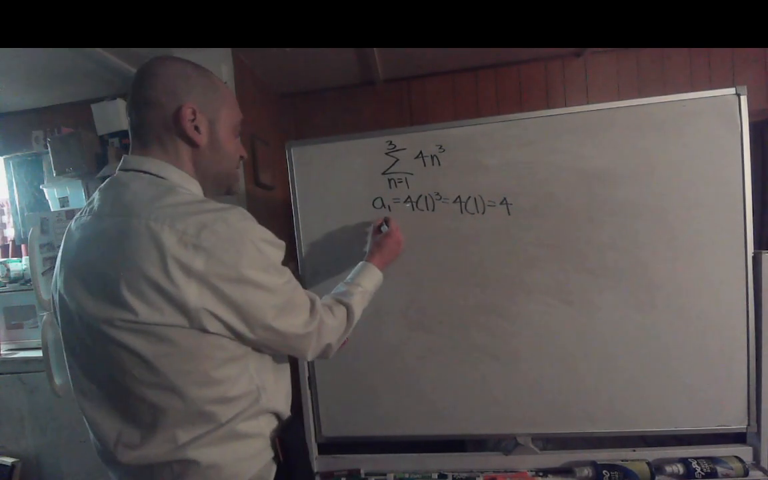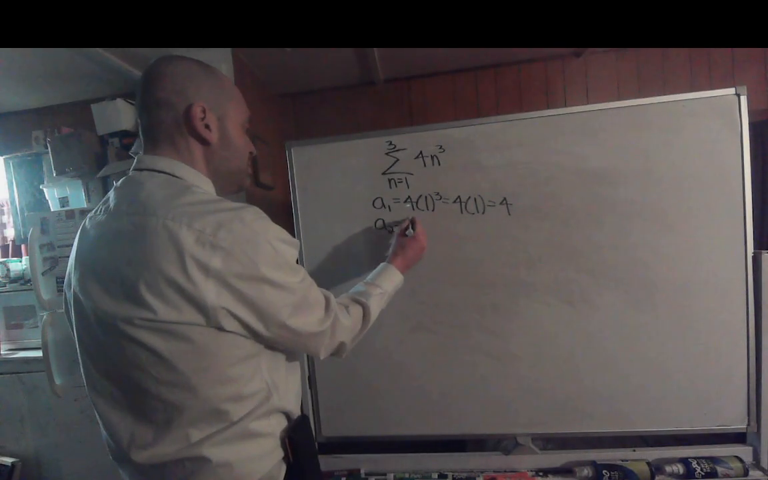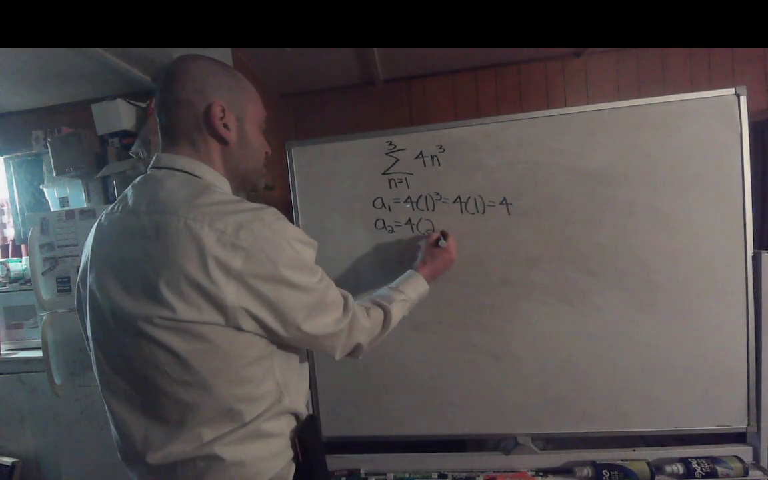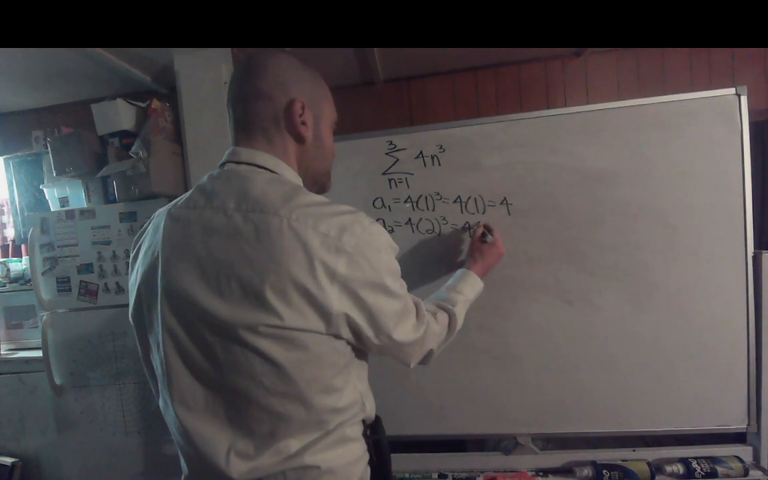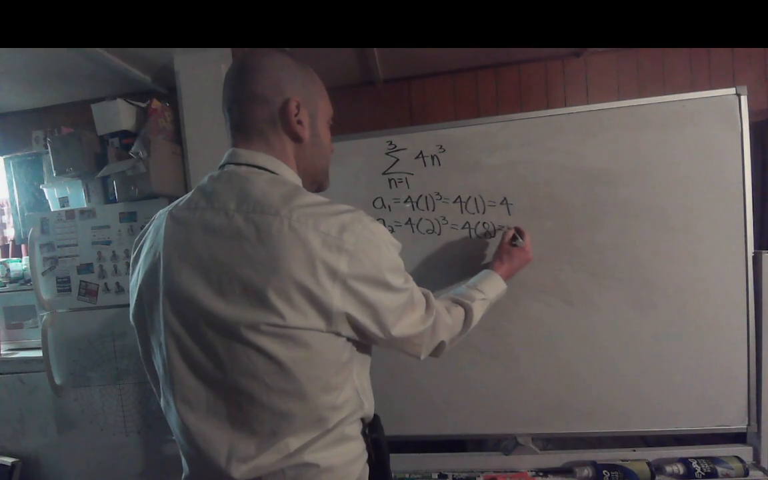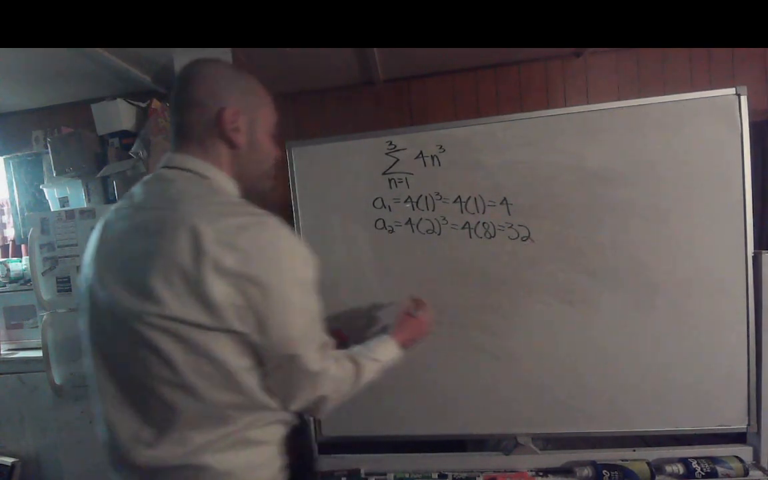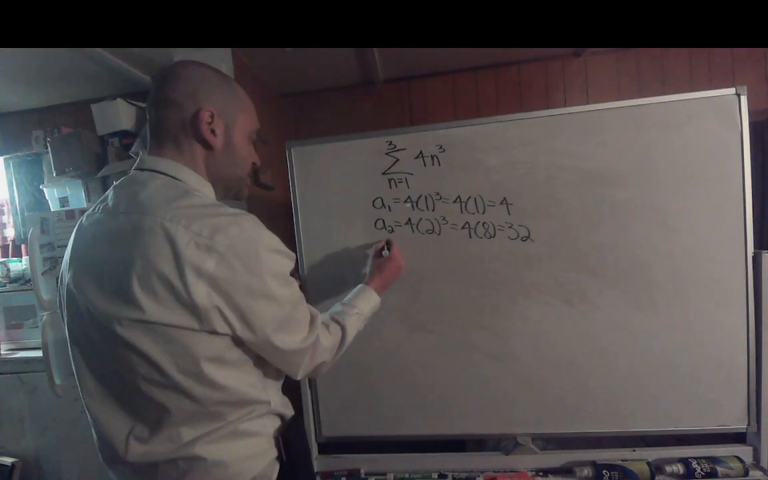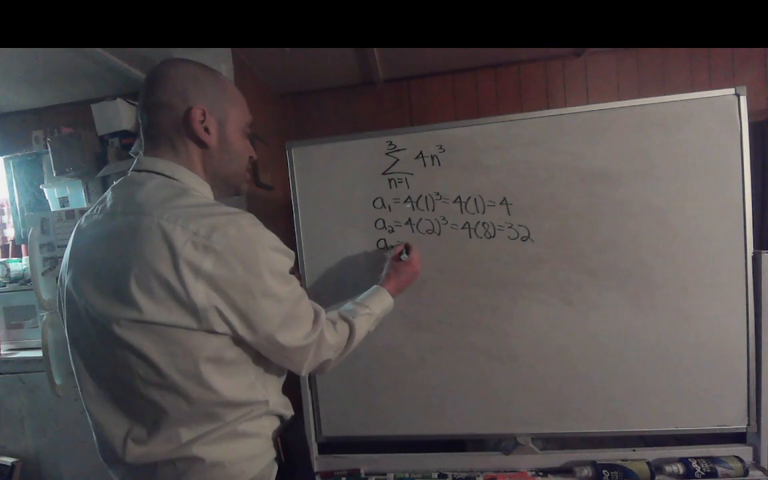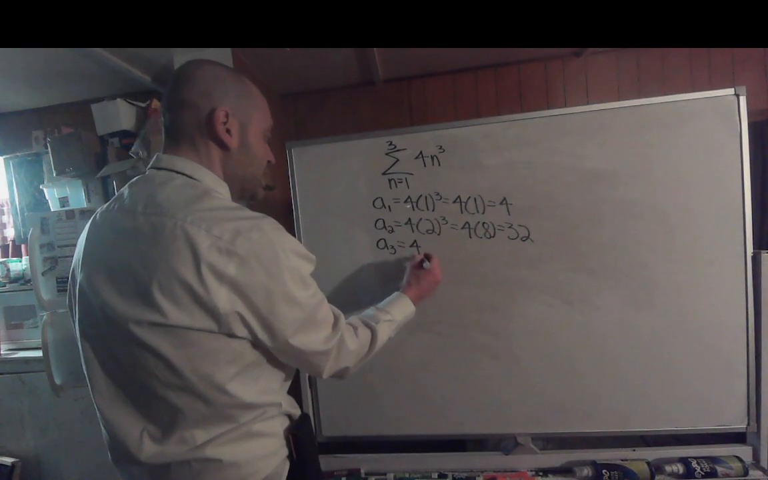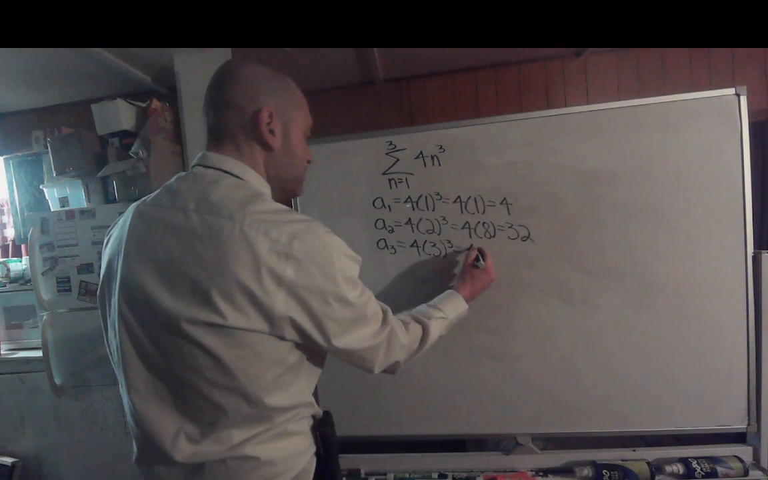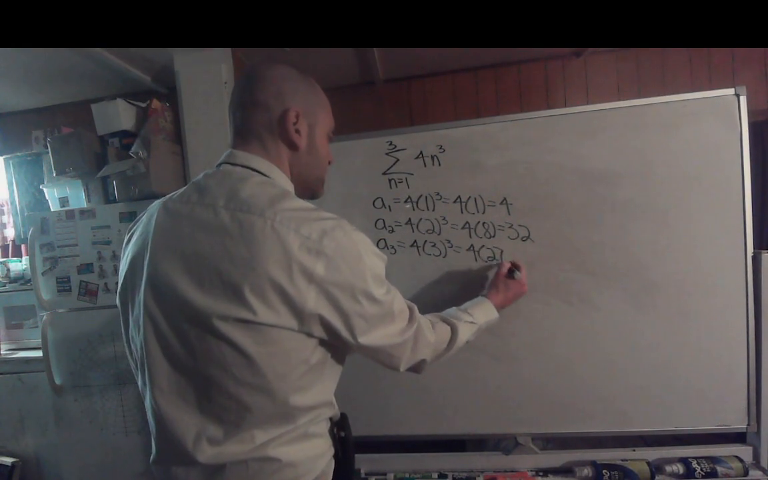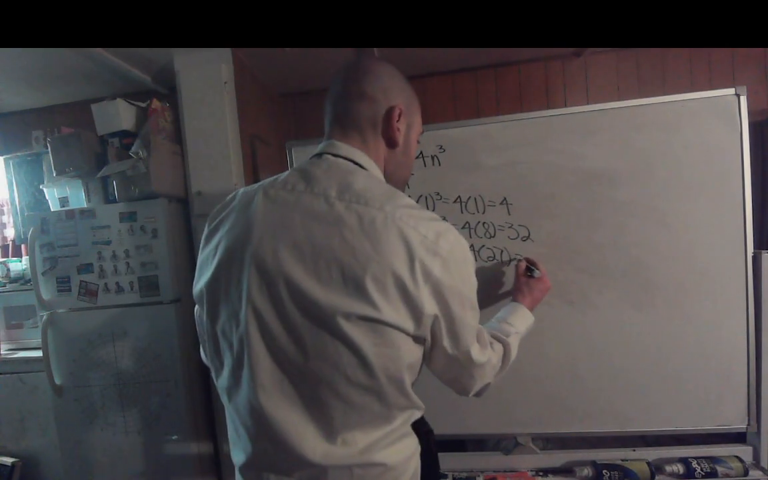Now let's find a sub 2. So that'd be 4 times 2 to the third power. Well, that's going to equal 4 times 8, which would end up being 32. And then let's do the third term, since that's the upper limit of summation. So that would equal 4 times 3 to the third power, which would equal 4 times 27, which would give you 108.